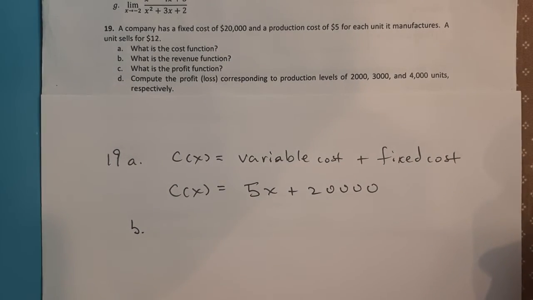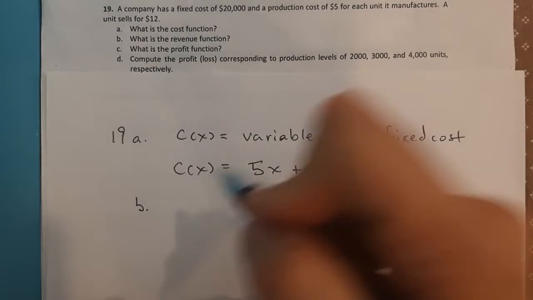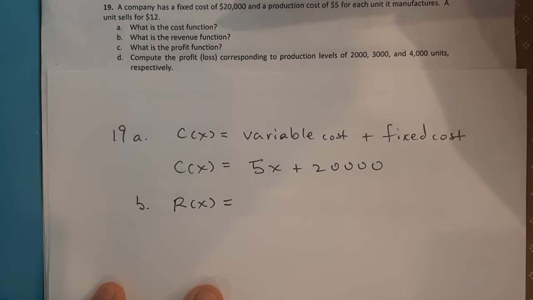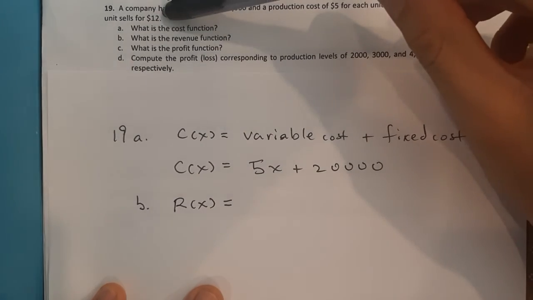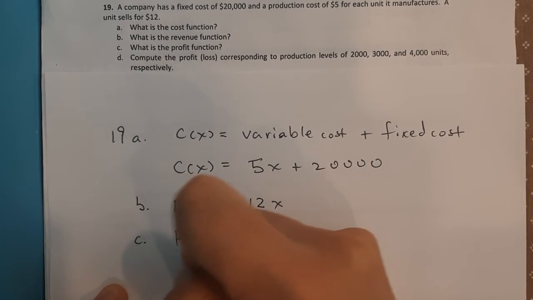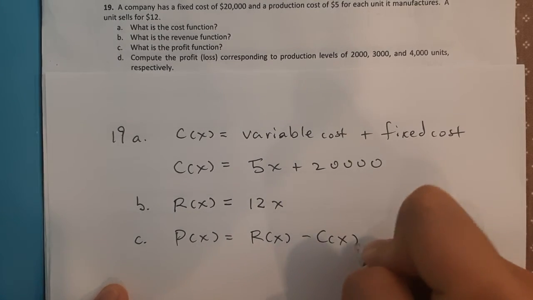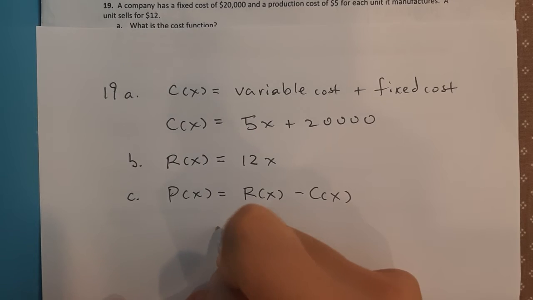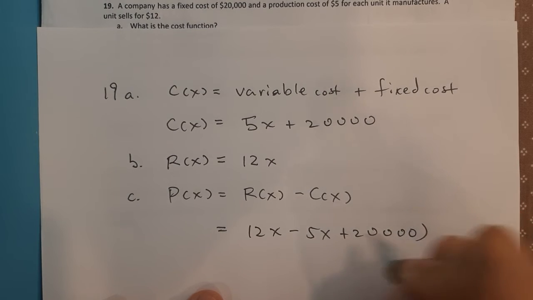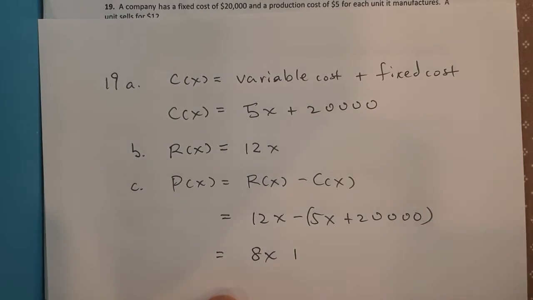So for part B, we have the revenue function. So for the revenue function, that will be R of x. And for the revenue, it says that a unit sells for $12. So we just take 12 multiplied by x. Then we can get the profit function. That's going to be the revenue minus the cost. So we get 12x minus (5x plus 20,000). Simplify it. So we end up with 8x minus 20,000.